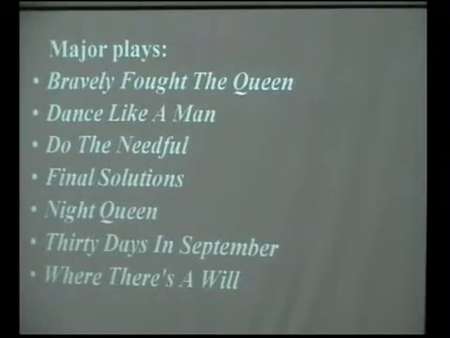His important plays are Bravely Fought the Queen, Dance Like a Man, Do the Needful, Final Solutions, Night Queen, 30 Days in September, which is very well known, and Where There's a Will.